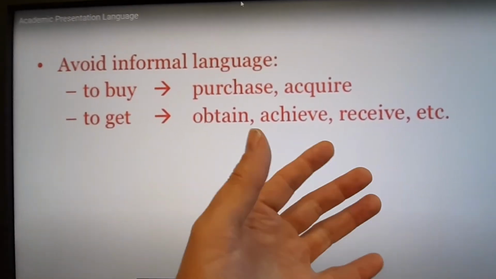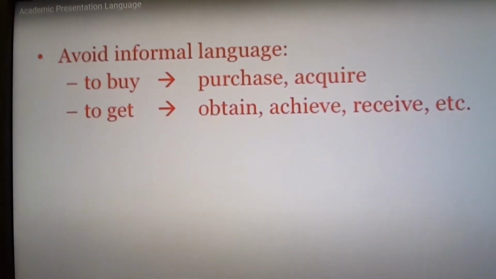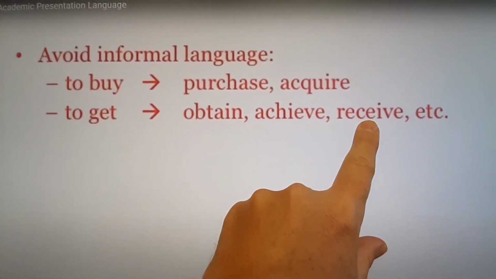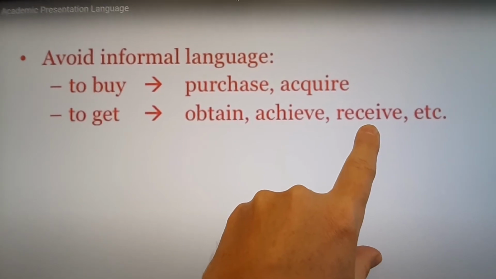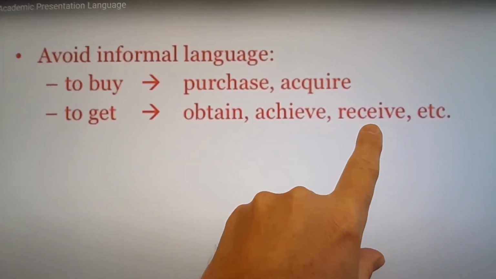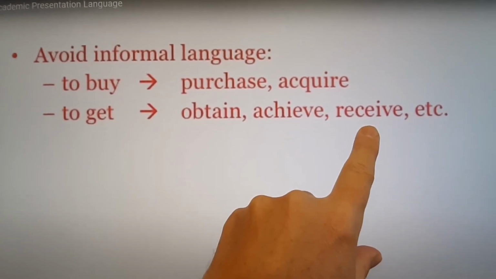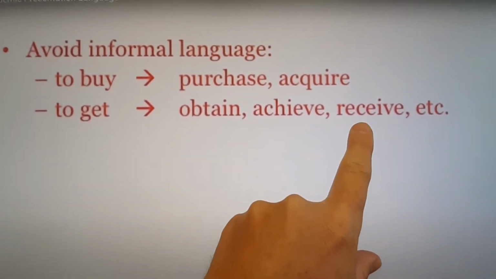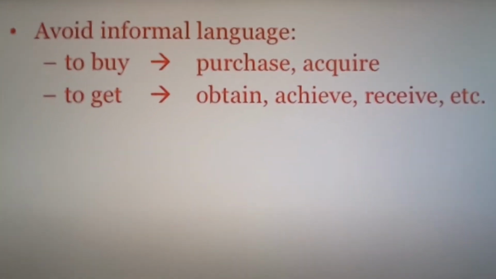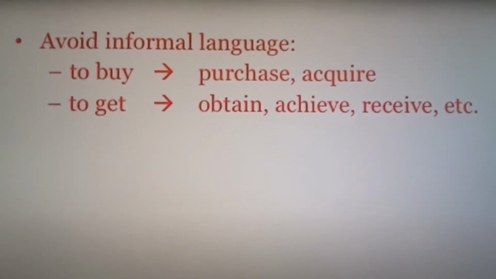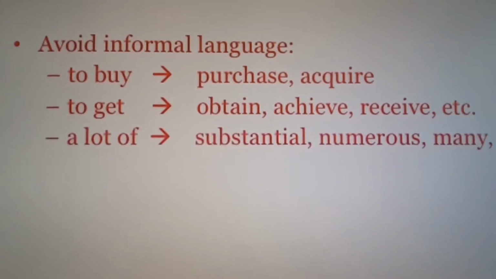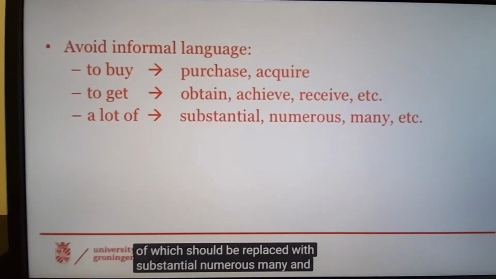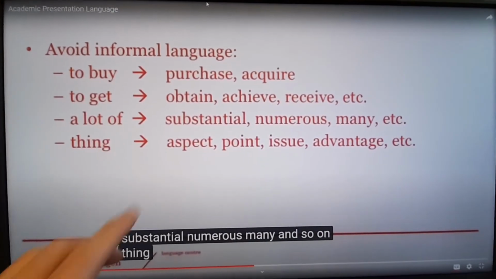Here, we received is somebody gave something to us. So we didn't receive our results, but we received our data. Somebody gave data to us, another researcher, another research institution, a university, somebody gave us our data. So we received our data, or we received our statistics. For to get, we see quite a lot of, which should be replaced with substantial, numerous, many, and so on. Okay. Think. Great words.